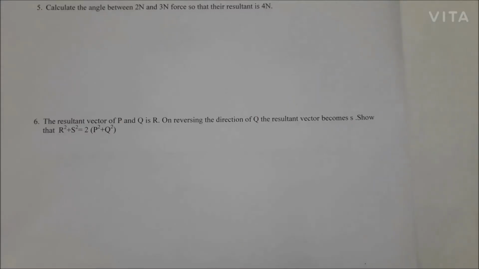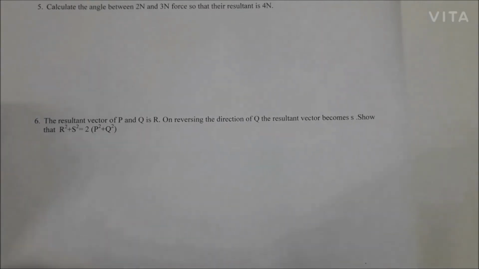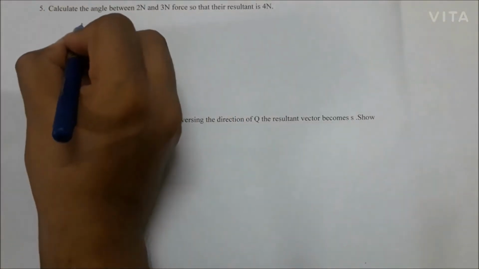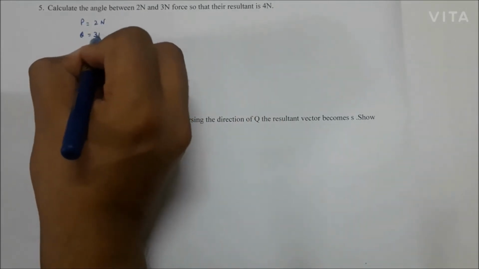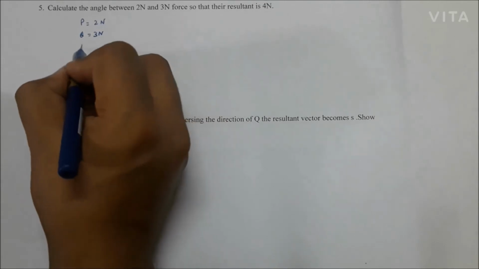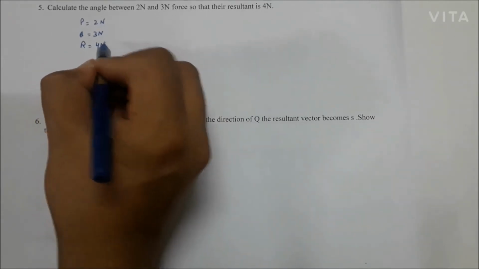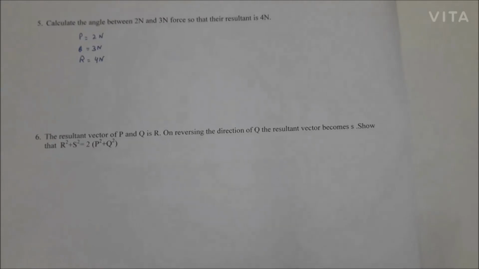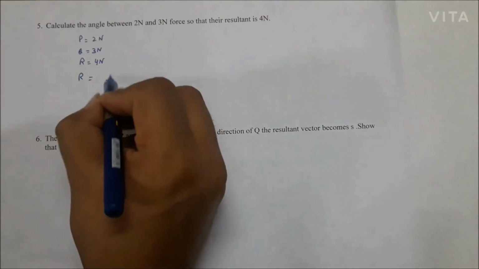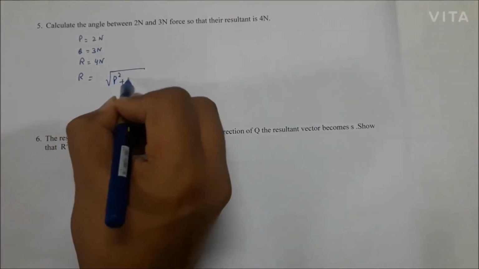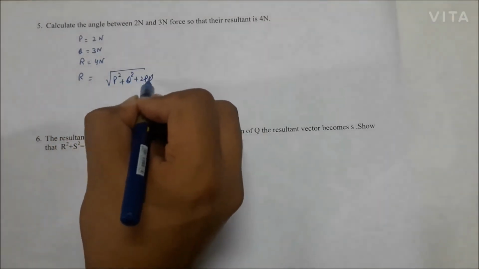We have to calculate the angle between forces 2 Newton and 3 Newton, so that their resultant comes out to be 4 Newton. So let's see what is the angle between them. Consider this 2 Newton force be P and this 3 Newton force be Q. Okay, and their resultant which comes out is R, that is 4 N. Now let's apply the formula for the resultant. Now R is equal to root of P square plus Q square plus 2PQ cos theta.